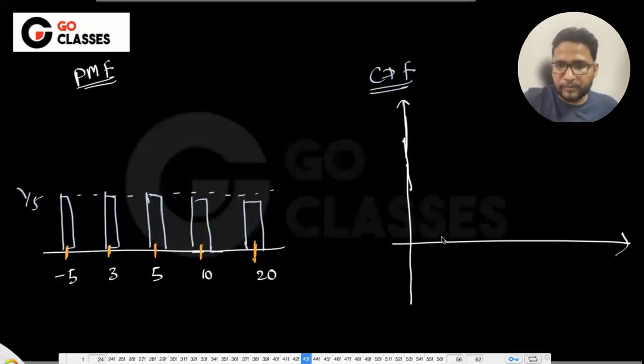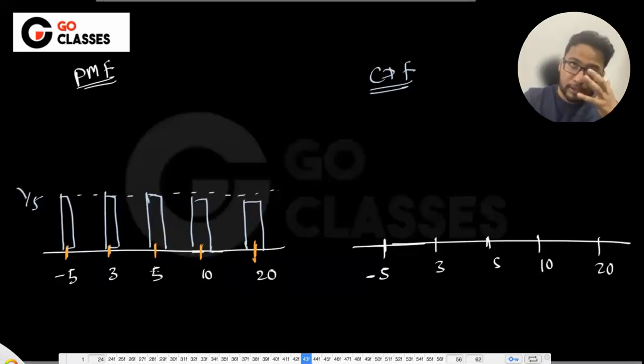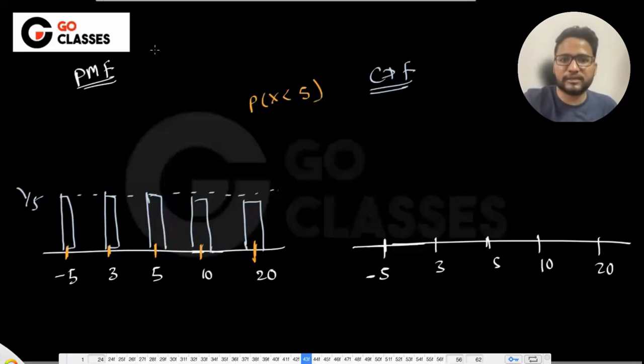Let me mark these points here. This is -5, this is 3, this is 5, this is 10, this is 20. Now tell me, before -5, what will be the CDF? CDF means x less than or equal to -5. Let's suppose x strictly less than -5. For these points, what will be the CDF?